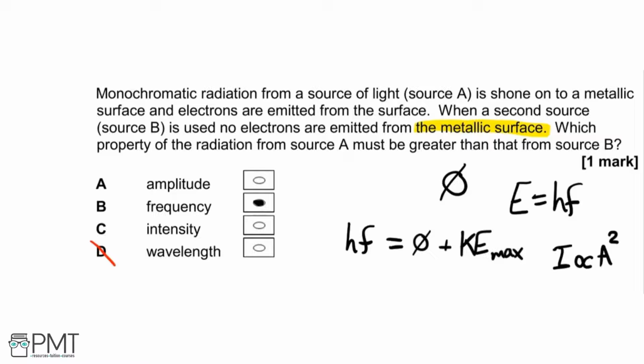Now, intensity is all about the number of photons per unit area per second. Obviously, there's an energy tie in there in terms of the number of joules, but the higher the intensity of a source of radiation, the more photons we're dealing with. So actually, that doesn't affect whether photoelectrons are emitted or not. So where intensity has to be wrong, amplitude must also be wrong.